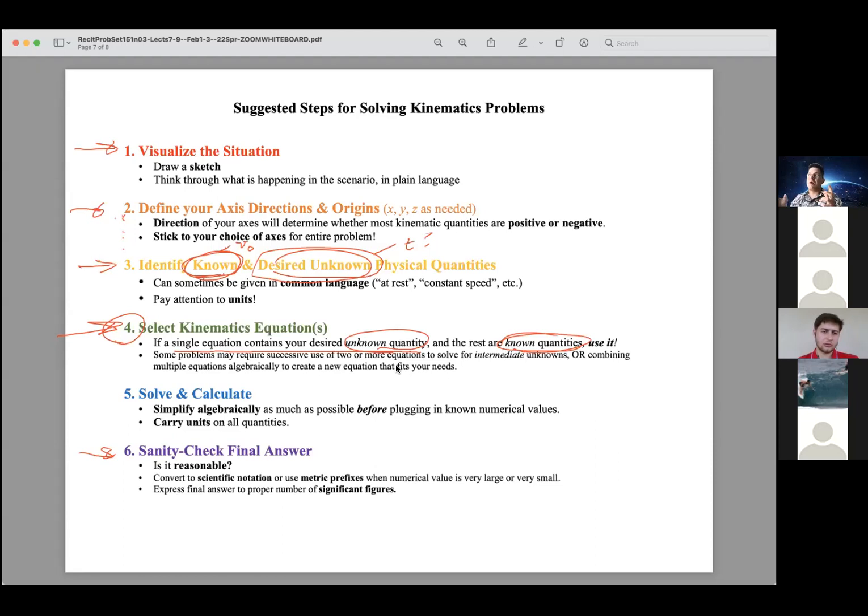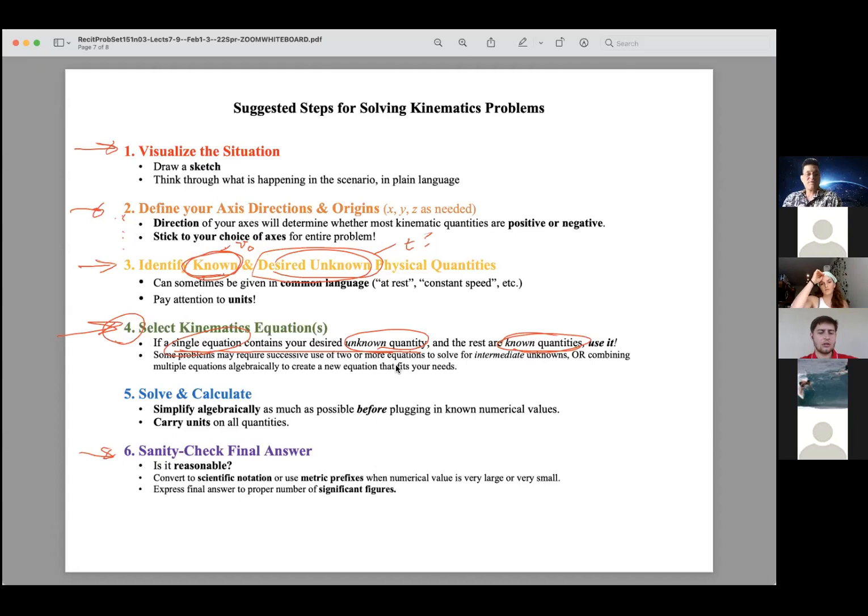Now, on exam problems, it'll be rare that you'll need multiple equations. On homework, longer homework problems, that'll be more common. But you may need to use 2 or more equations in succession to get to your final unknown quantity. But in Physics 151, that's less commonly the case, right? It's more commonly the case for Phys 170 or more advanced courses. So usually a single equation will be, most of the time, all you need.